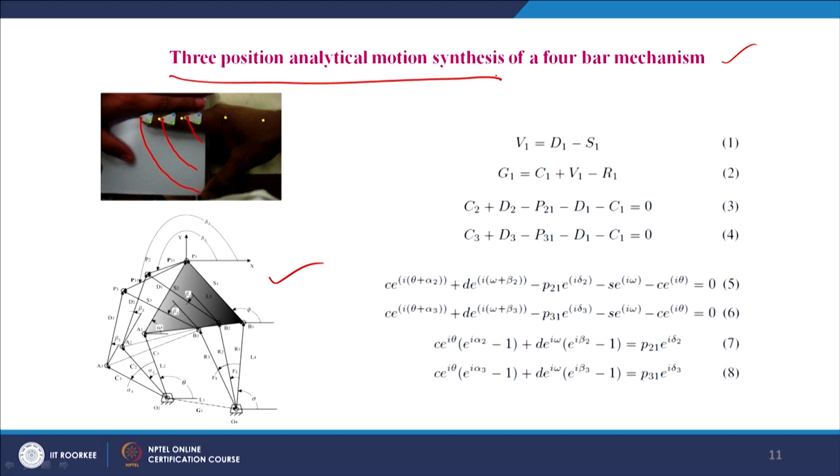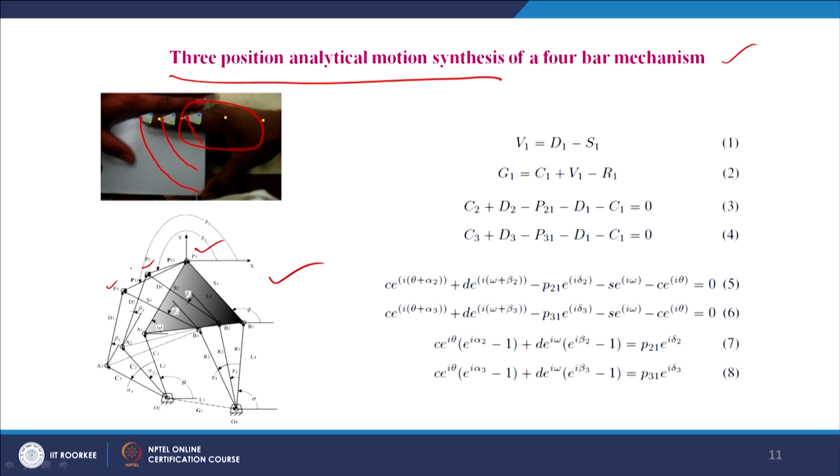So, in that we take 3 different points, P1 from the start of the trajectory. For example, we consider first the proximal phalanx alone. So, we take this marker's trajectory such that it is meant for the proximal phalanx alone. For the proximal phalanx, from this trajectory we take the start point, the middle point, and then the end point. These 3 points, P1, P2 and P3, are taken for the 3 position analytical motion synthesis of a 4 bar mechanism.